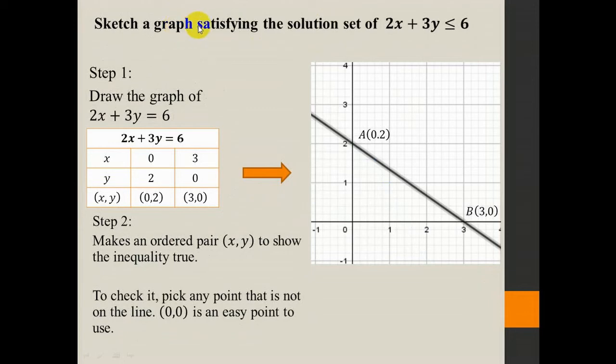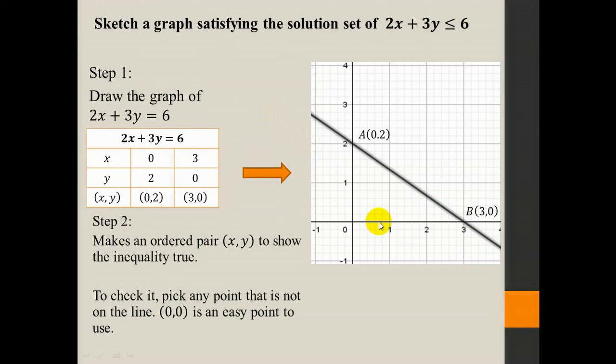So another example, sketch a graph satisfying the solution set of 2x plus 3y less than or equal to 6. So first things first, you need to change the sign to equal. After that, you can let x equal 0 and then y equal 0. So you substitute into this equation, you will get the points (0, 2) and (3, 0). So you can draw by connecting the two points.